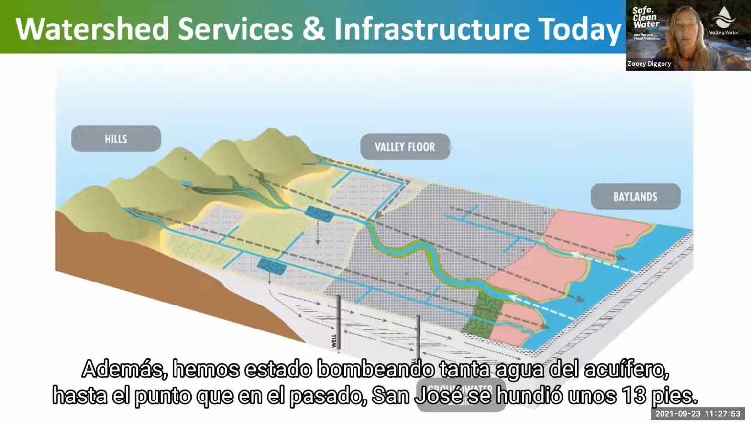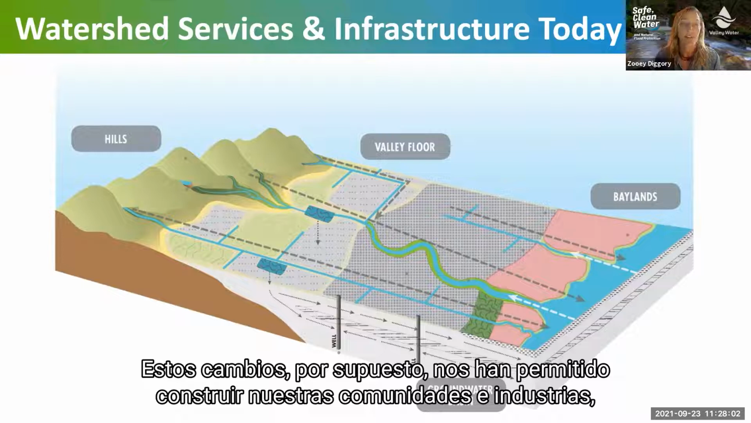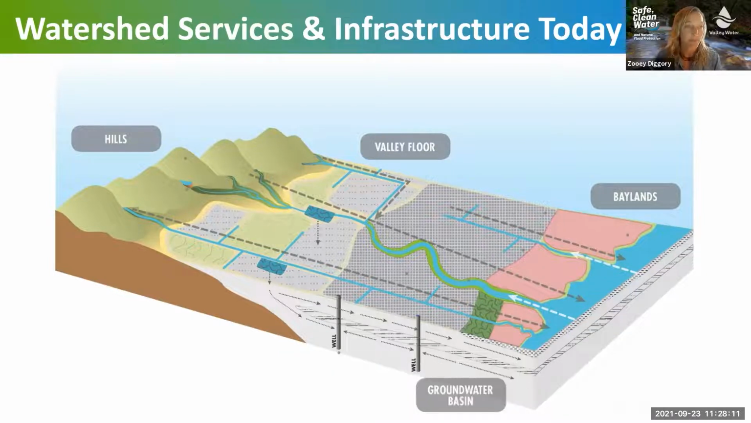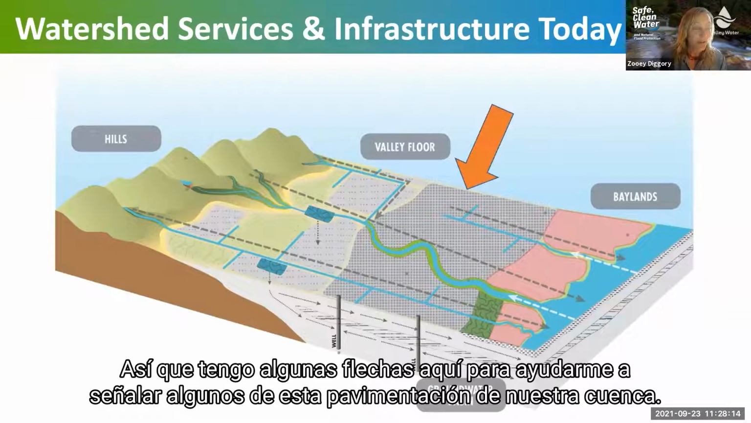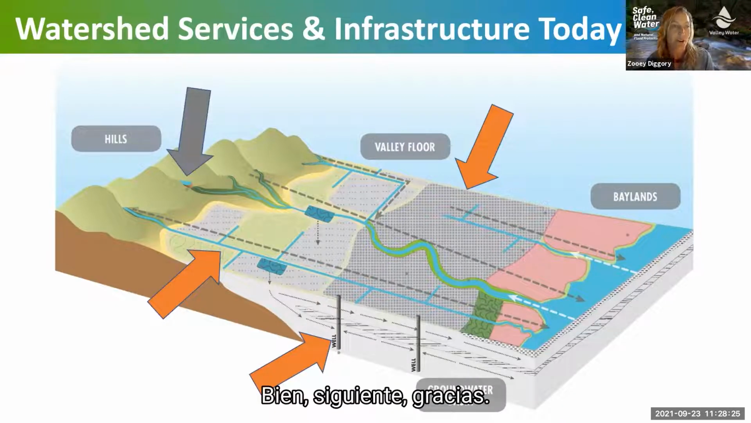And we lost some of our watershed's ability to slow or attenuate those floodwaters. In addition, we've been pumping water from the aquifer, so much so that in the past, San Jose sank by about 13 feet. These changes, of course, have allowed us to build our communities and industries, but they also caused stream channels to erode, groundwater to drop, and our water quality to decline. So I've got a few arrows here to help point out some of these. That paving of our watershed, thank you, the straightening of our channels, and our groundwater wells and pumping.